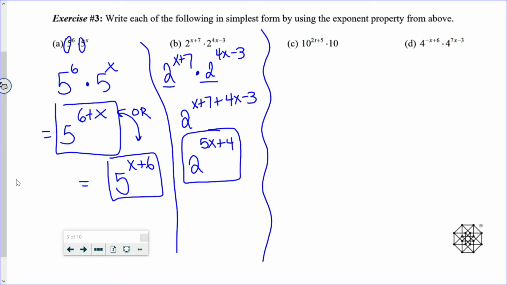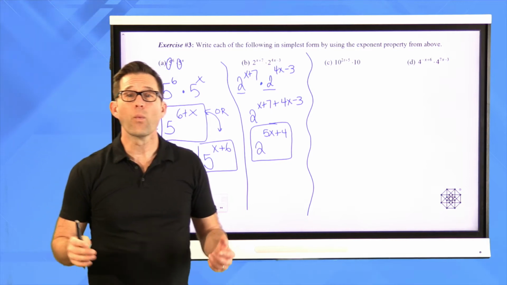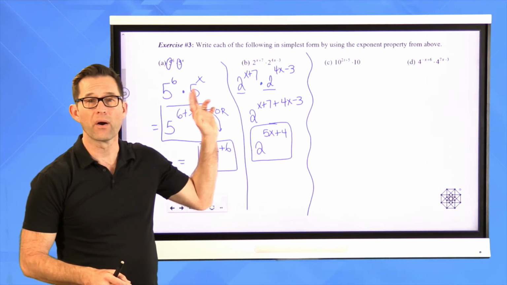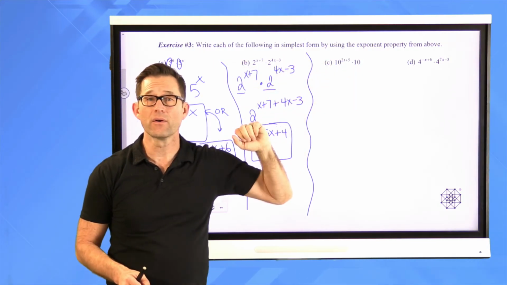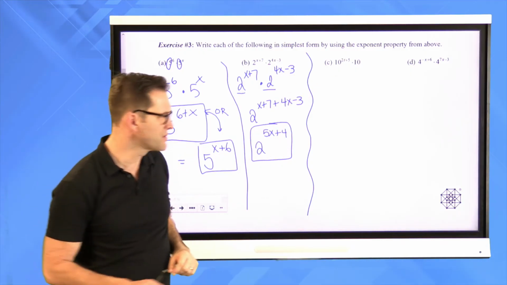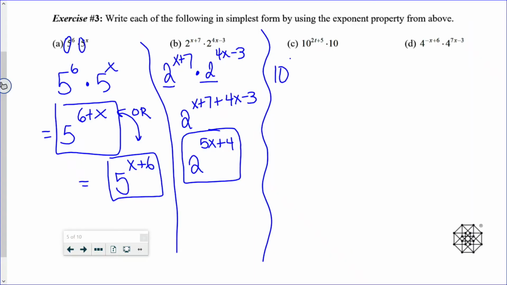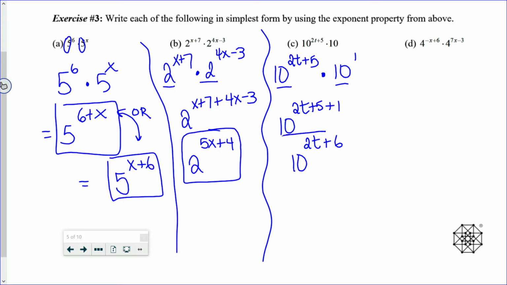All right. Again, really not hard. And it works regardless of whether the bases are numerical, like they are here, and the powers have variables in them, like we have here, or vice versa. Now, if you look at letter C, this one looks a little bit more confusing. We have 10 to the 2t plus 5 times 10. And it might be like, well, how do I deal with adding exponents there? Well, keep in mind that 10 can be thought of as 10 to the first. And as soon as we do that, it becomes evident that we have 10 to the 2t plus 5 plus 1, and that's going to be 10 to the 2t plus 6.